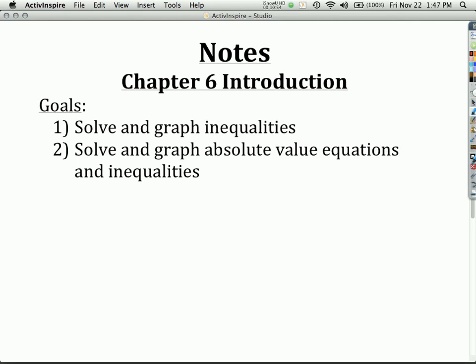The second goal is to solve and graph absolute value equations. And I'll be honest with you, if you thought chapter 5 was difficult, then you're in for an interesting time in chapter 6. Because absolute value equations makes everything else we've done look like a joke. But here's the good news.